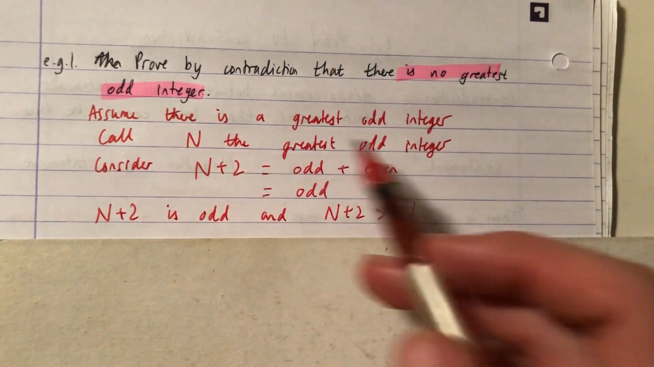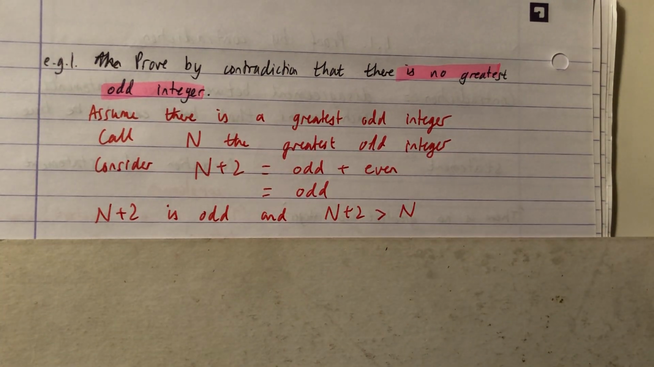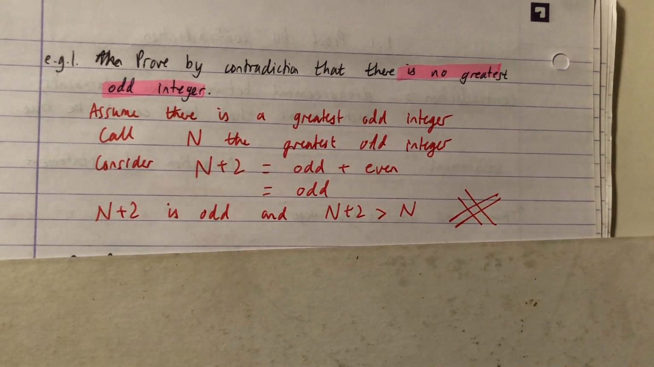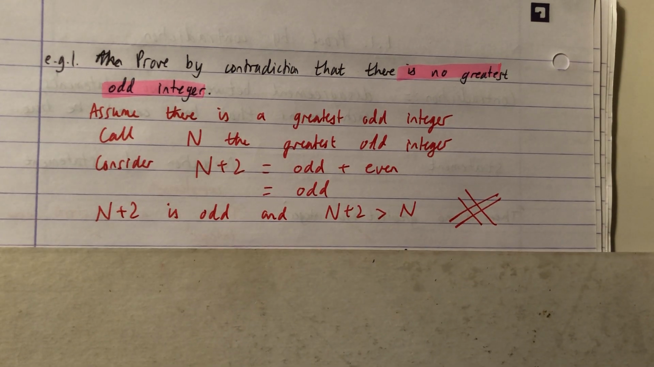But we were working on the statement that n was the greatest odd integer. So this is the contradiction. This is something which is mathematically false based on what we assumed. So that is a contradiction. You don't have to write the word contradiction, you can use that symbol.